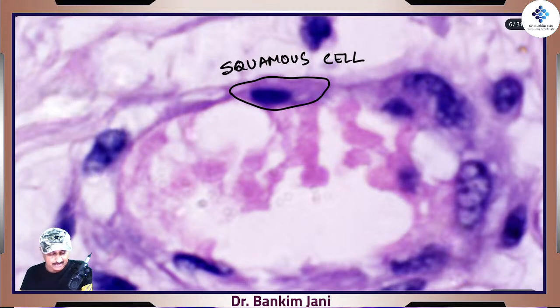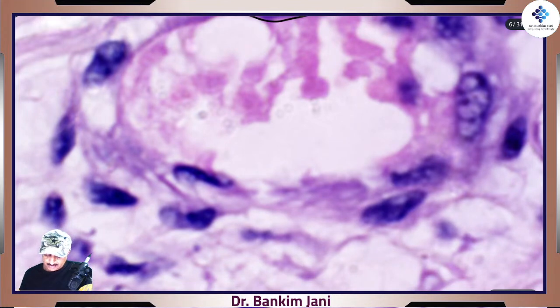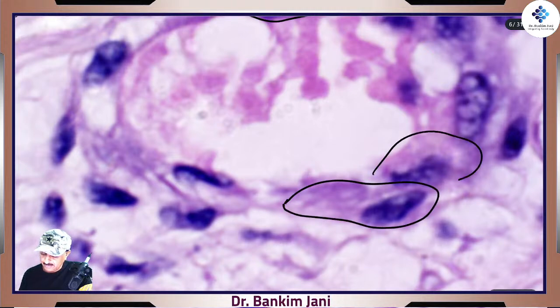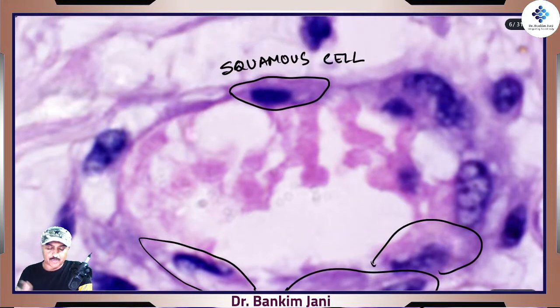A squamous cell where all the characteristics are seen, right? It is flat and the nucleus is like that, with less cytoplasm. Even other cells can be seen, this is also one of the cells. This is one more cell. But this one is literally a book picture. So that's how this squamous cell really looks.